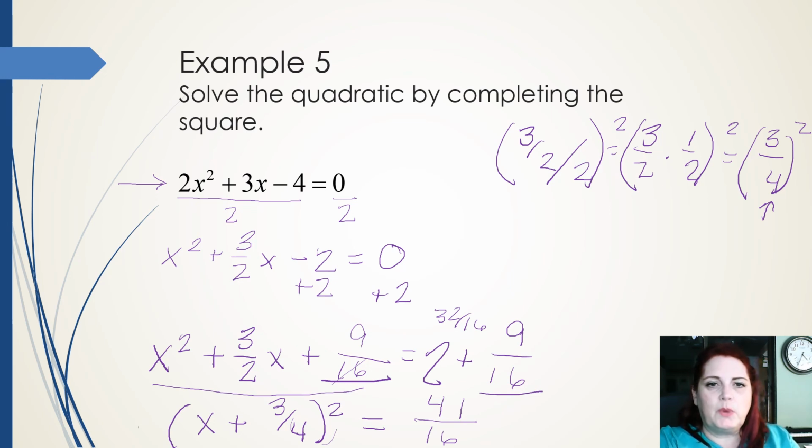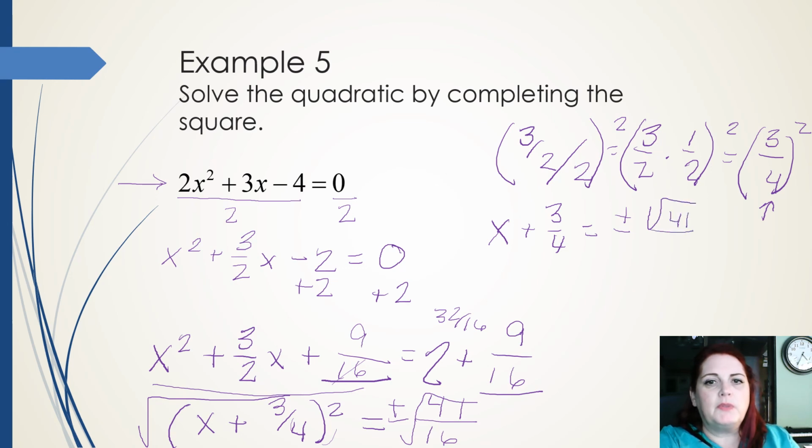Then we're going to take the square root of each side. Make sure we do a plus and minus here. We're going to have x plus 3/4 is equal to plus or minus the square root of 41, and the square root of 16 is 4, so we're going to put that there.